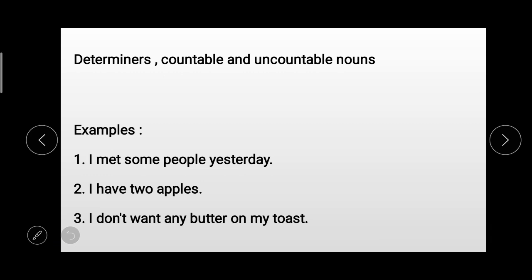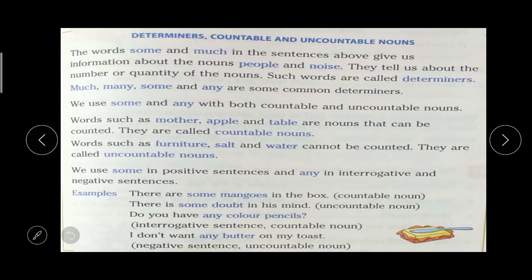Then, I don't want any butter on my toast. Here, the noun butter. Can you count it? No, we can't count butter in terms of number. So we will call it an uncountable noun. So let me show you the definition of these three. So students, determiners.